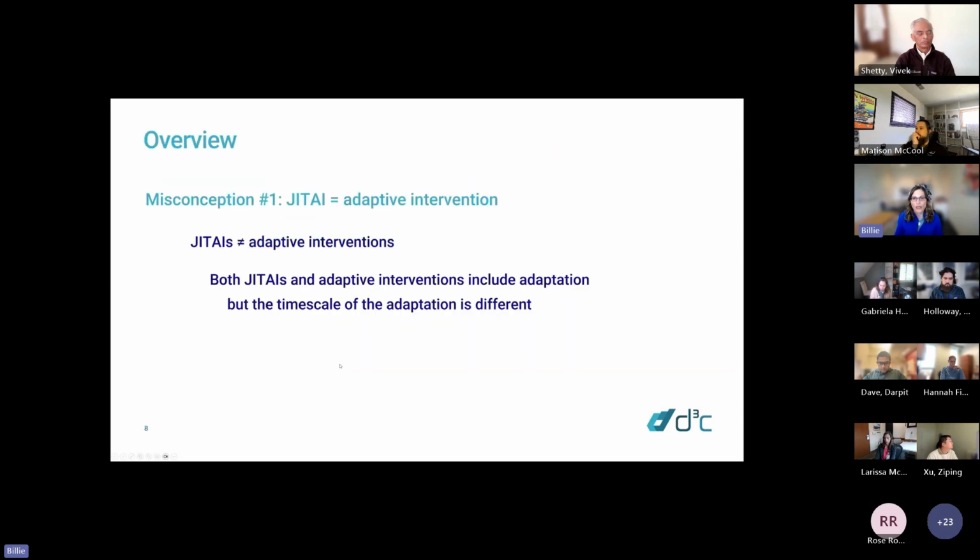And so JEDIs and adaptive interventions, they both include an adaptation process. They guide how we should use dynamic information about the person to decide whether and how to intervene in practice. But they're different in the sense that the adaptation happens on different timescales. Slow for standard adaptive interventions and fast for JEDIs because they're trying to address conditions that change on different timescales, slow and fast.